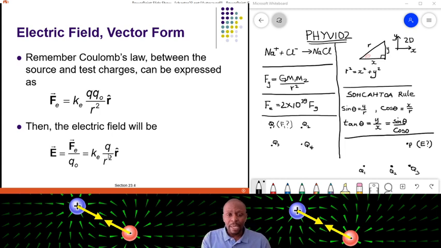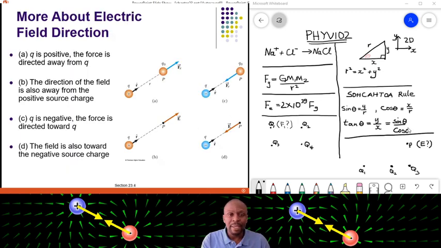Now, for you to get the electric field, you only need one charge. You don't need two charges like you need in order to get the electric force. Good. Now, when Q is positive, the force is directed away from Q. When Q is positive, the force is directed away from the Q naught.